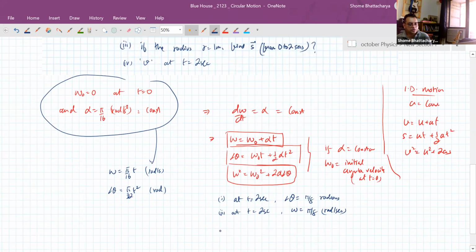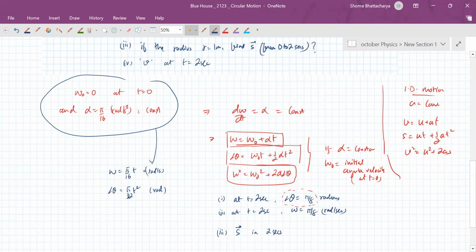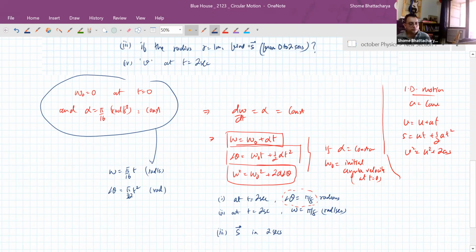Now the third part is not something we can get directly by the formula, because there's no direct formula for linear displacement, so we have to find displacement in 2 seconds. So we'll have to make use of what we have calculated in the first part, the angular displacement, this much. And the radius is given to us, so from that what can we tell about the displacement? Actually we can only find out the magnitude of the displacement here.